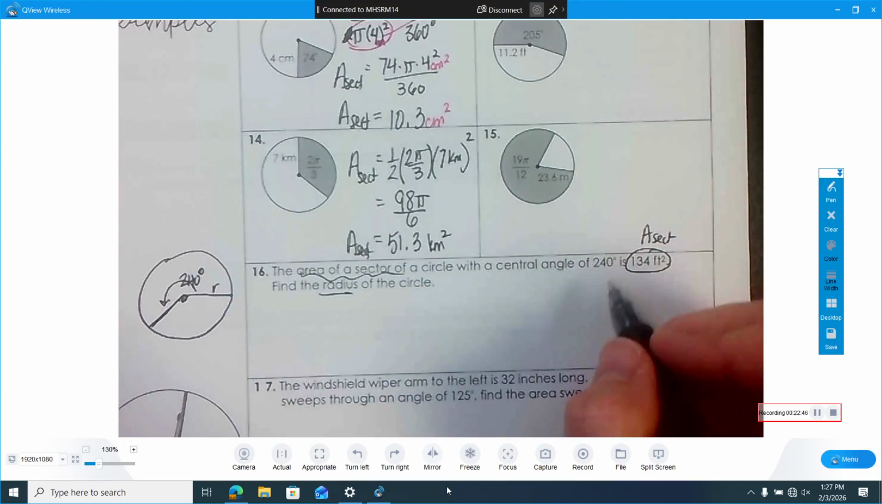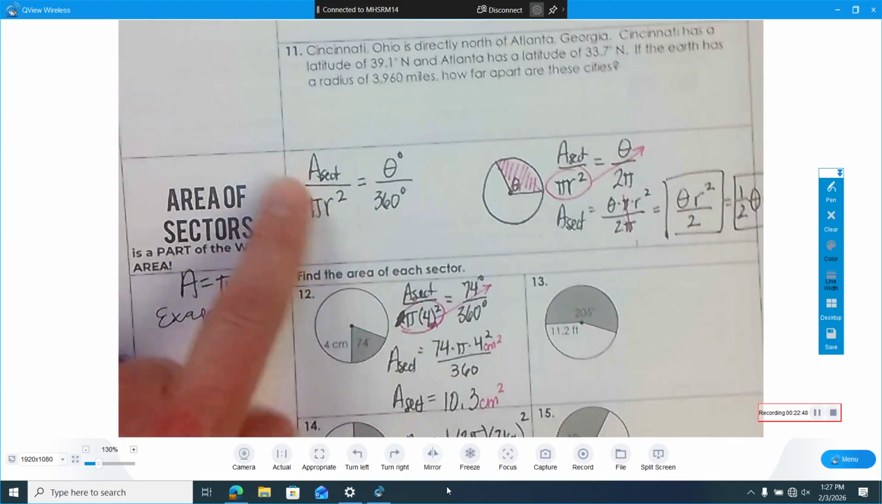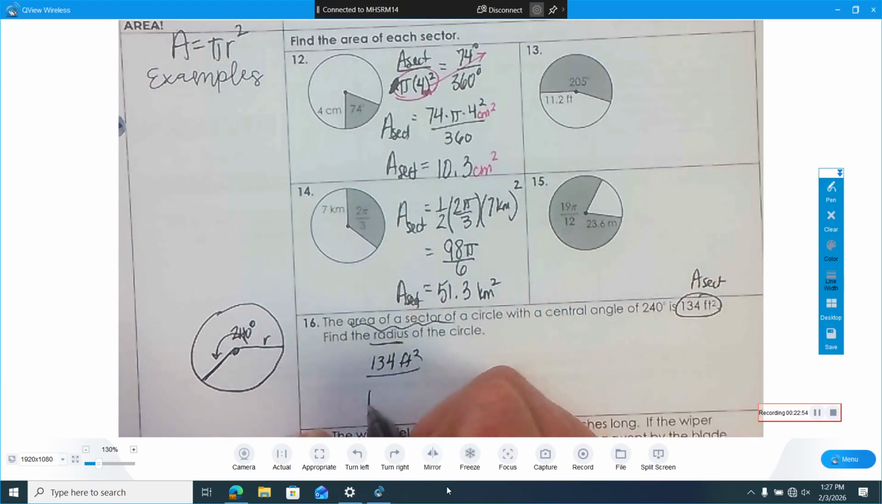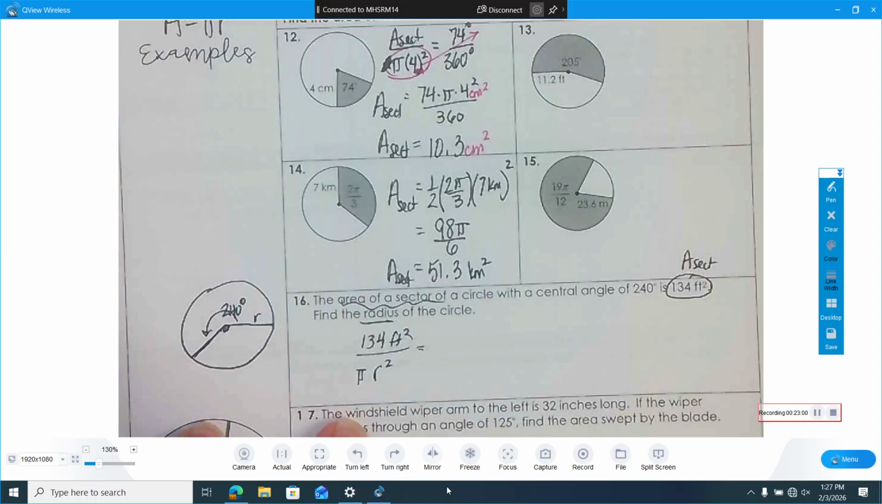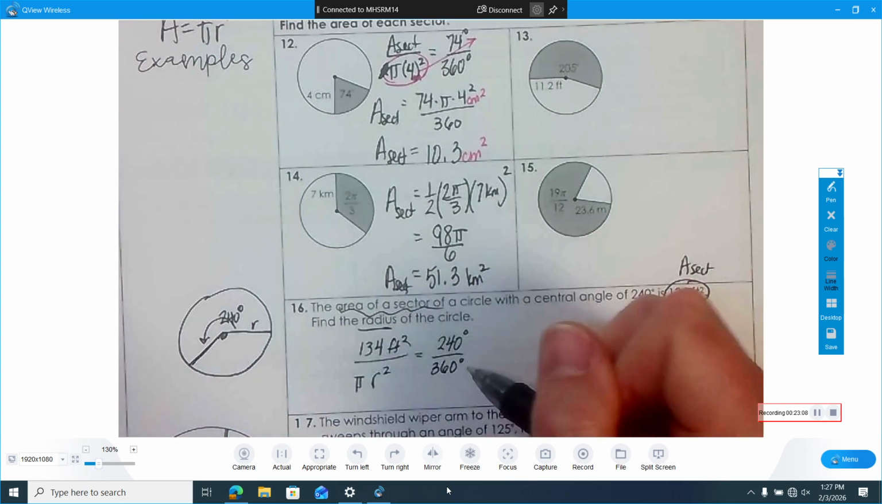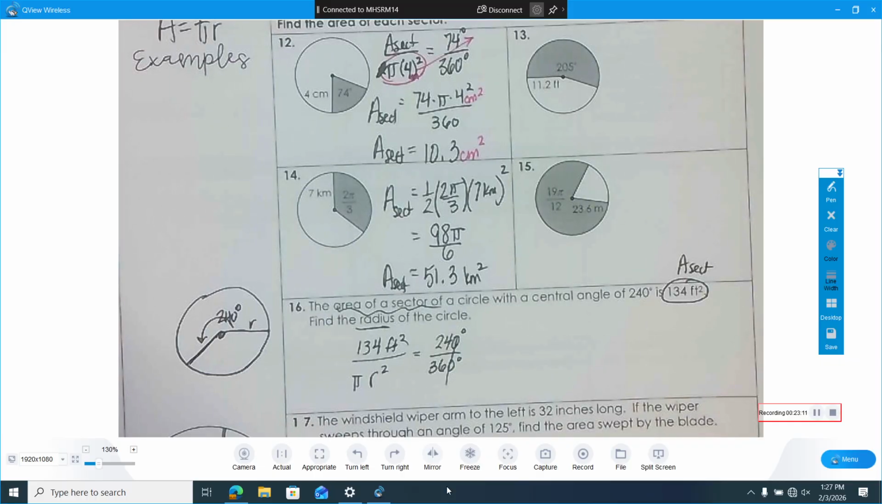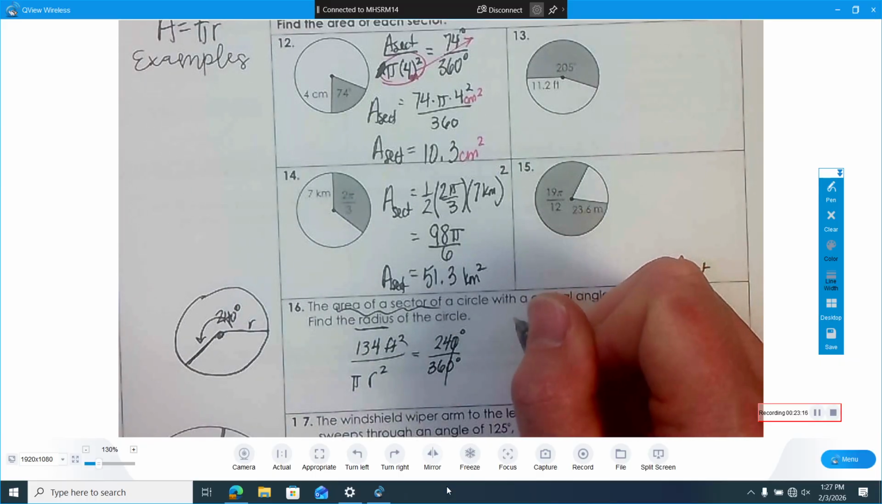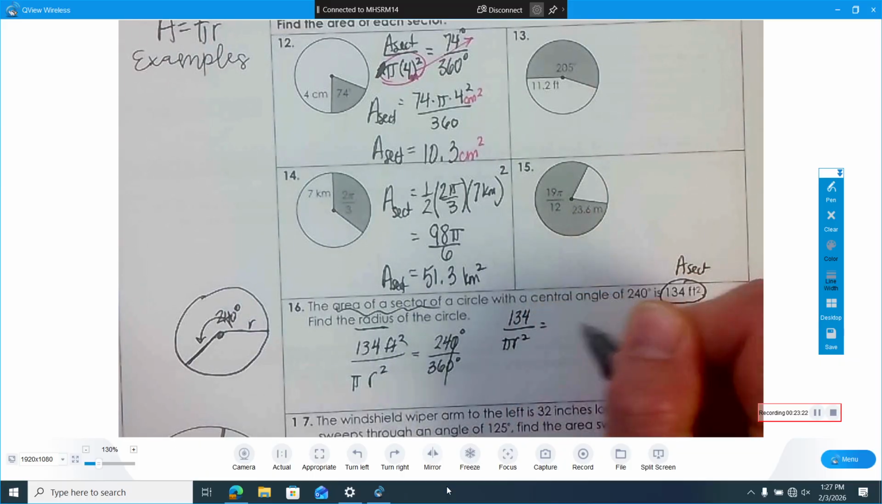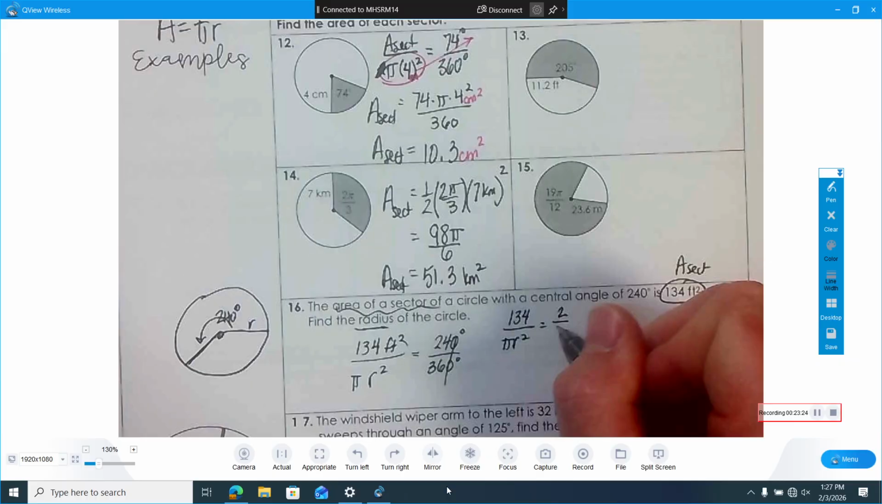So the left side, the area of the sector. My area of the sector is going to go on top, and that was 134 feet squared over pi times radius squared, and I don't know what the radius is, and we're trying to figure that out, so that's fine. And then our angle was 240 degrees out of a total of 360 degrees. Those zeros cross out. And can I also reduce the 24 and the 36? All right, so I'm going to clean that up just a little bit to make my life easier. 134 over pi r squared equals, I'm going to divide those by 12, so 2/3.